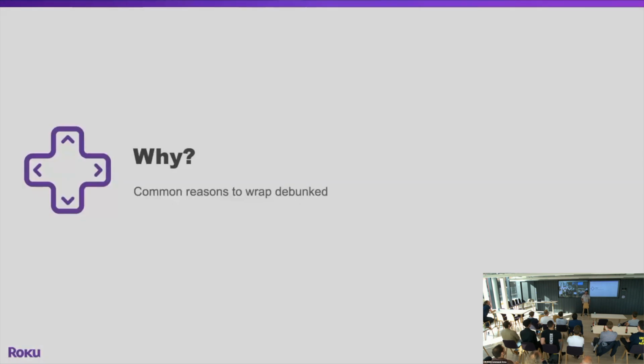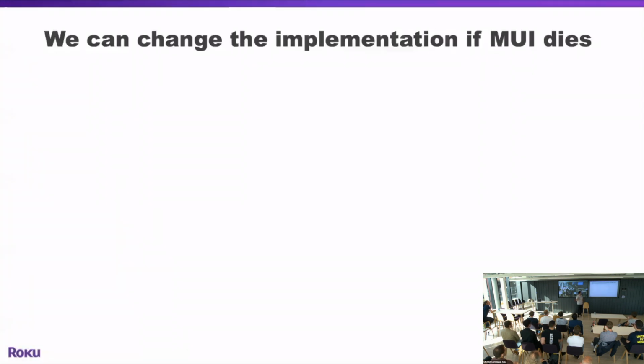But it begs the question, if it's evil, why do people do it? So let's give a couple reasons and then we will debunk those reasons. The first one, well, we can always change the implementation out from underneath if MUI dies. Okay, really? There's a good chance that MUI will outlive your application. And even if it doesn't, forking's the thing. It's open source, you have access to the code.